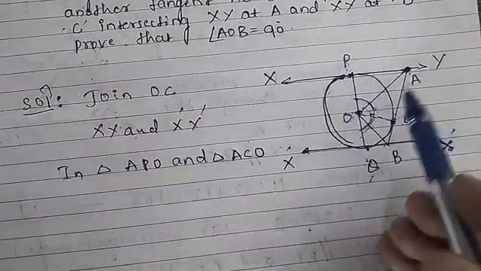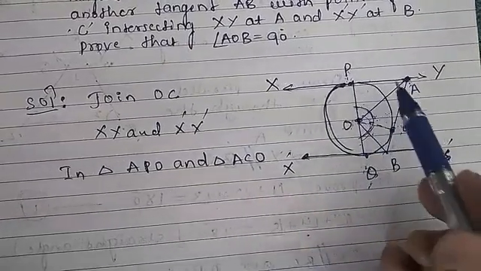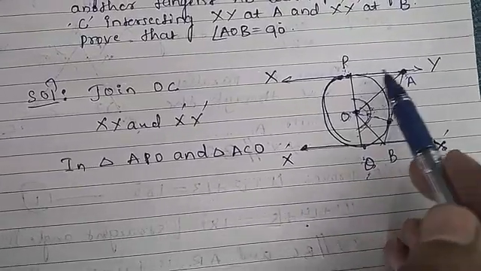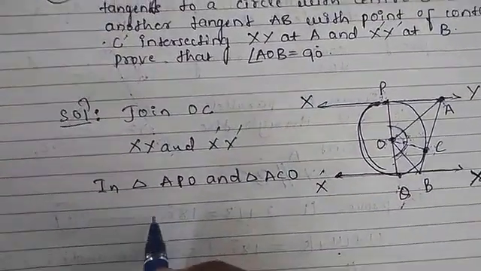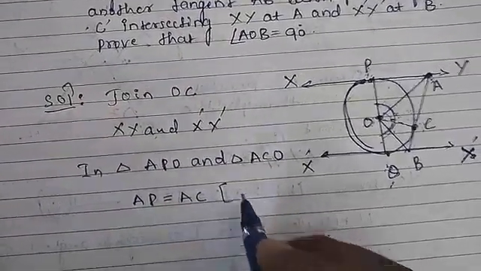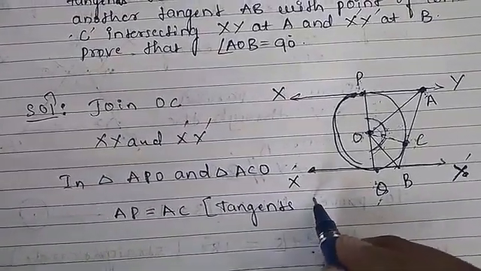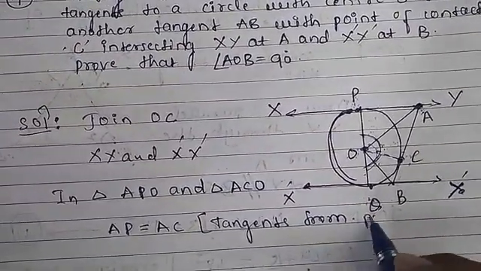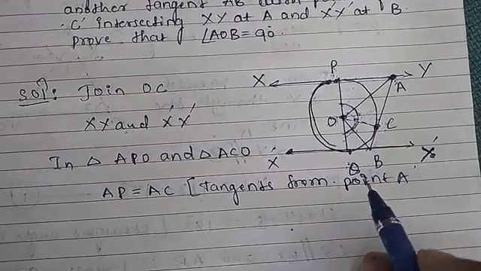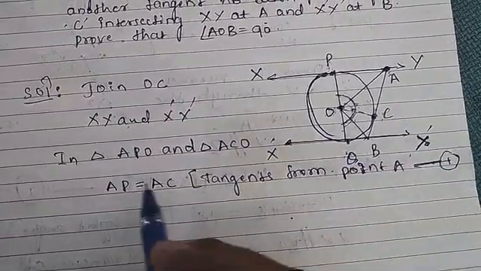Clear? Now see, AP is equal to AC. In this triangle AP is equal to AC in the other triangle. Why? Because tangents drawn from an external point to a circle are equal. Tangents from the point A. So AP is equal to AC.